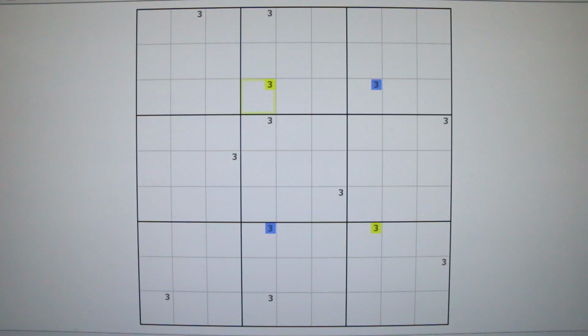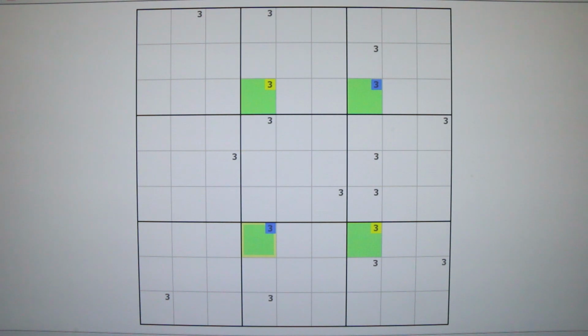So isn't that cool? All you do is you look for a square or a rectangle that's formed by 4 instances of the same candidate that looks like that, and either you have a strong link in the rows or you have a strong link in the columns, and you've got an X-wing. Here, it's the 2 rows. And that's what you look for.